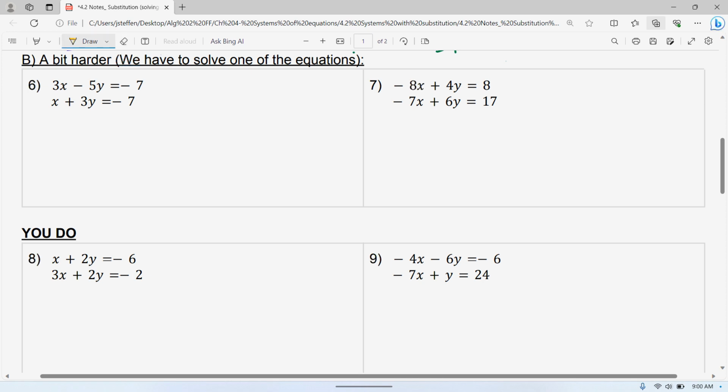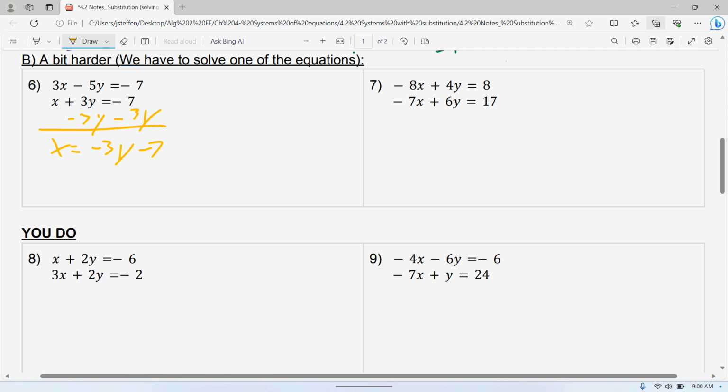For this one, if I subtract the 3y, I'm definitely going to get x is equal to 3y minus 7, or negative 7 minus 3y, doesn't matter the order. Now we have the x all by itself. So now is where we can use substitution.